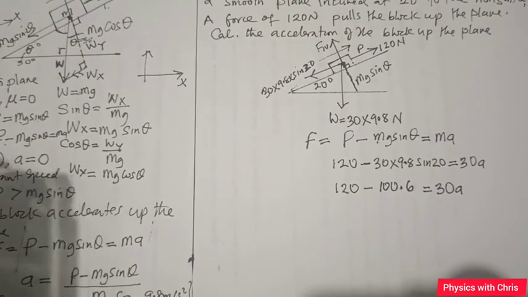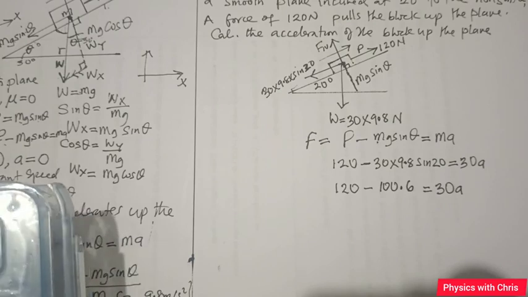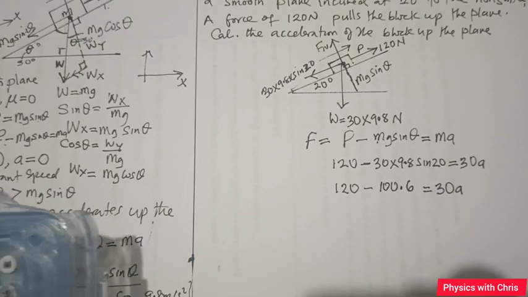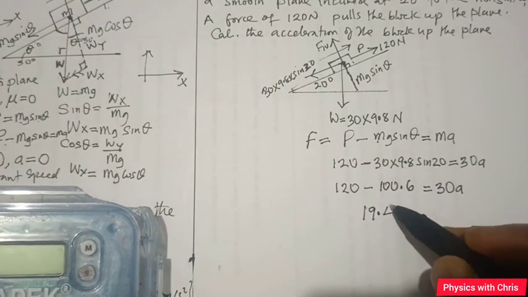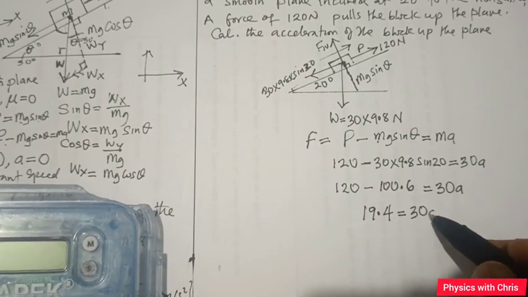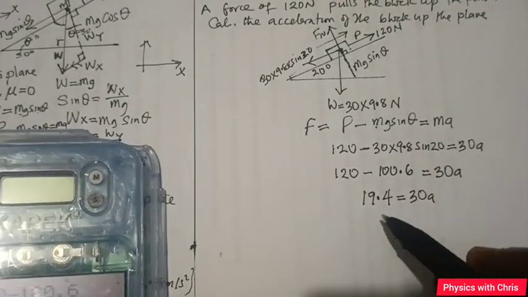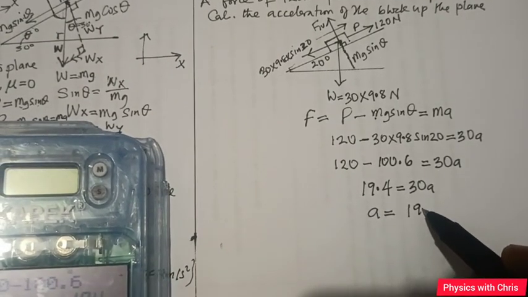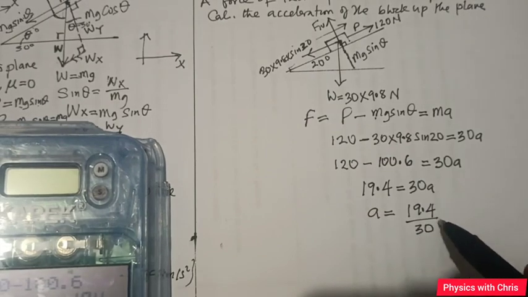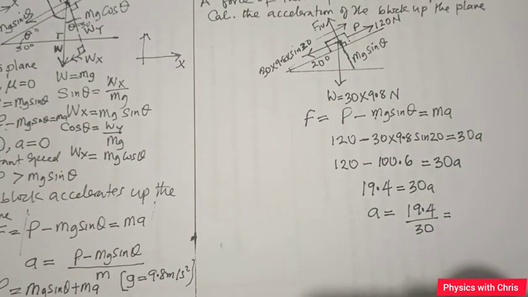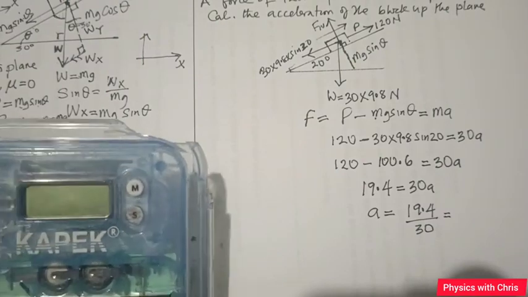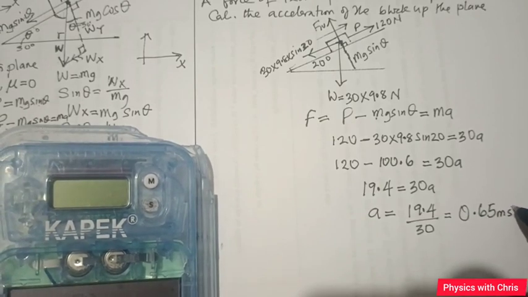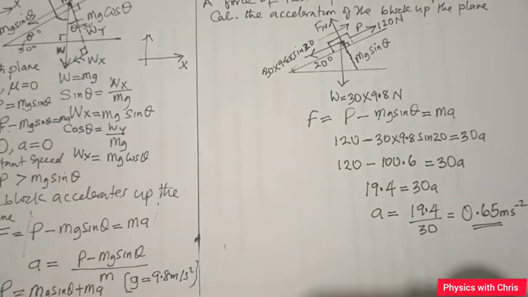Quickly, let's find the difference between these two numbers. 120 minus 100.6. My answer is 19.4. That equals 30a, and a is the acceleration, which is what you have to find in this question. That gives you 19.4 divided by 30. Help me there. Divide that by 30. What does it give you? My answer here is approximately 0.65 meters per second squared. So this gives the acceleration of the block up the plane.